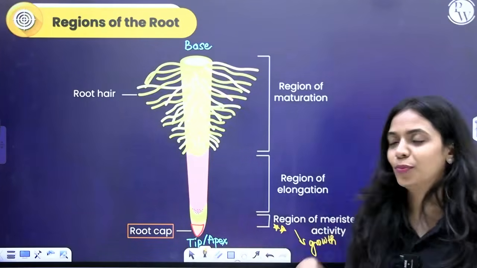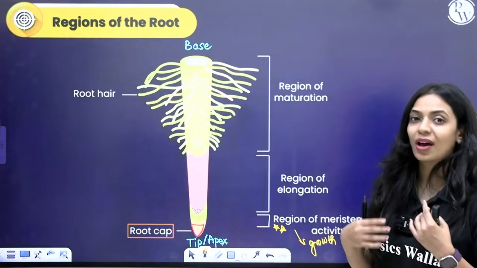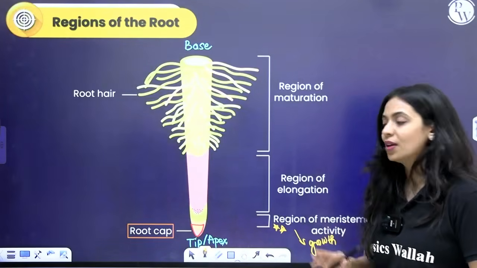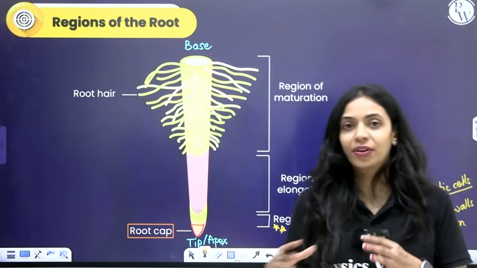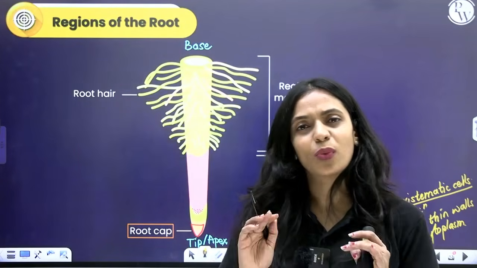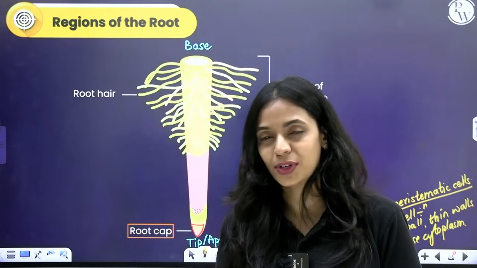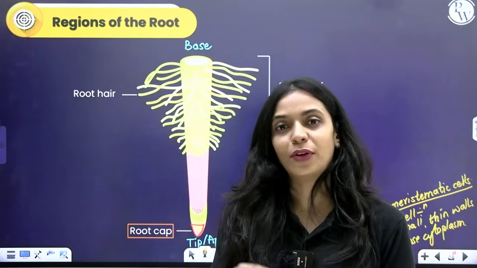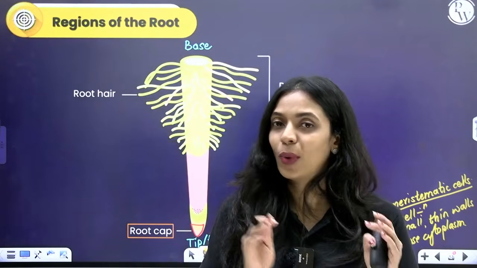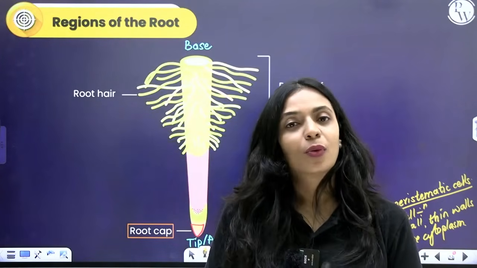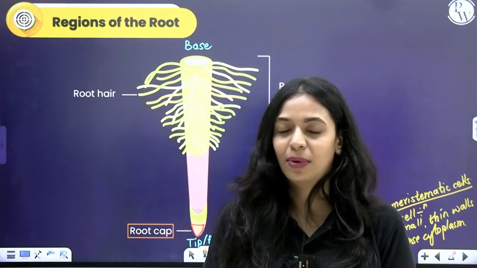Now, right proximal to the region of meristematic activity, or above it, you have the region of elongation. Over here, what happens is, some of these meristematic cells, let's say there are 100 meristematic cells, of them one subset, let's say 50, not exactly, I'm just giving you random numbers just so you understand, will stop undergoing cell division, while the other 50 will continue to divide.